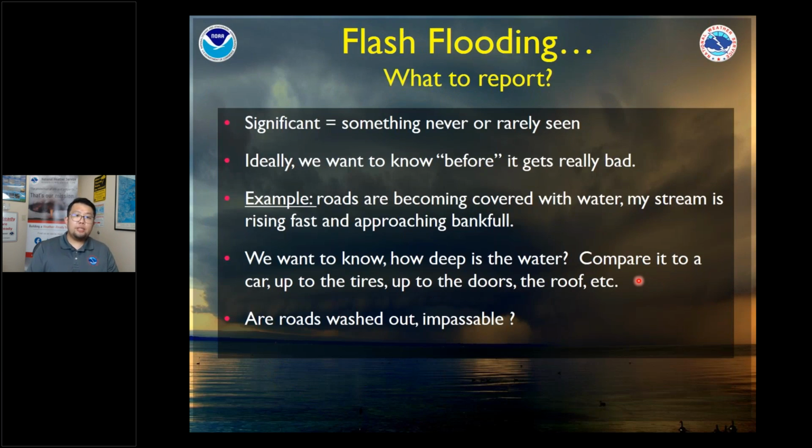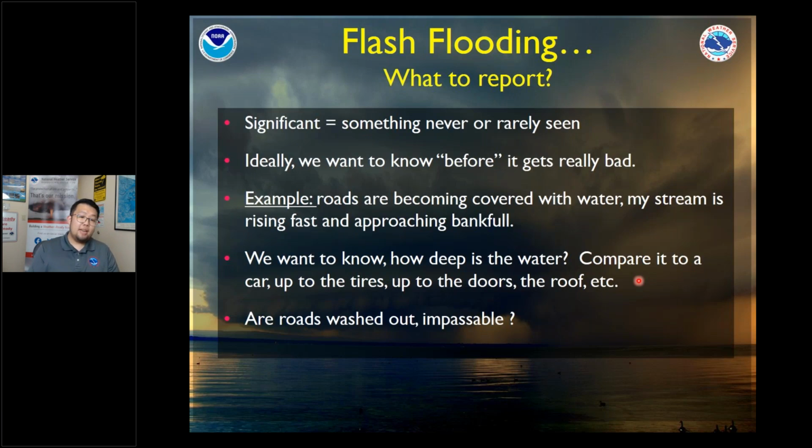So what to report when you see flash flooding? Anything that's significant, something you've never seen before or rarely ever seen. Or if it starts closing down roadways, starts impacting everyday life. Ideally, we want to know before it gets really bad, so give us a call saying, hey, Mike, roads are becoming a little bit covered with water. The stream behind your backyard is rising quickly and approaching bank full. Or, say, hey, first responders, the police have closed this roadway because it's completely flooded out. We see a flooded car. Again, give us a call.